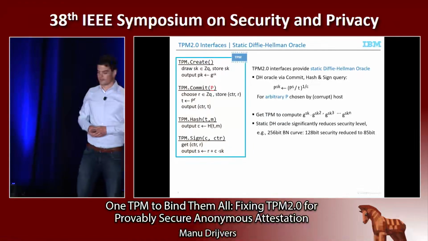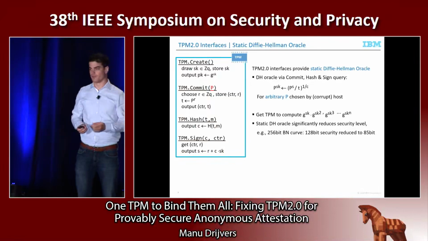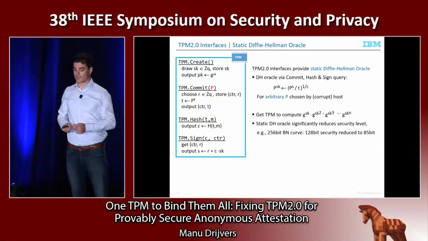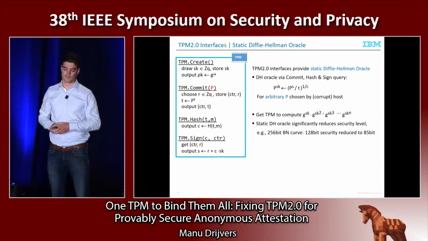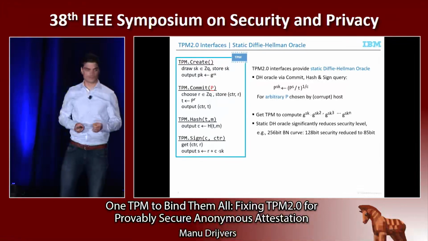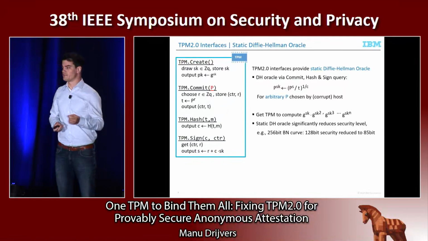What that means is that the host, and remember, we don't trust the host in this scenario, we want the TPM to verify that it's in a good state. The host can actually learn a lot of information about the secret key with these 4 commands. And what it can do is give any point on a curve, let's say P, and get back P raised to the secret key of the TPM.